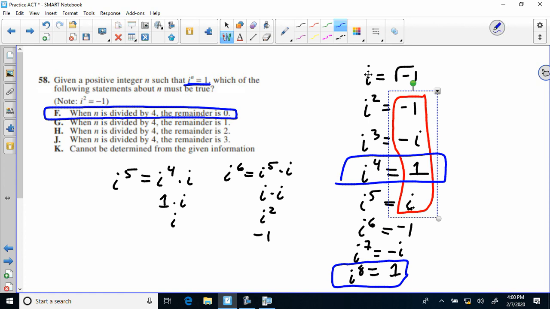And yes, it can be determined from the information they gave us. If you know that those numbers are always repeating over and over, those 4 numbers, they just keep repeating down.